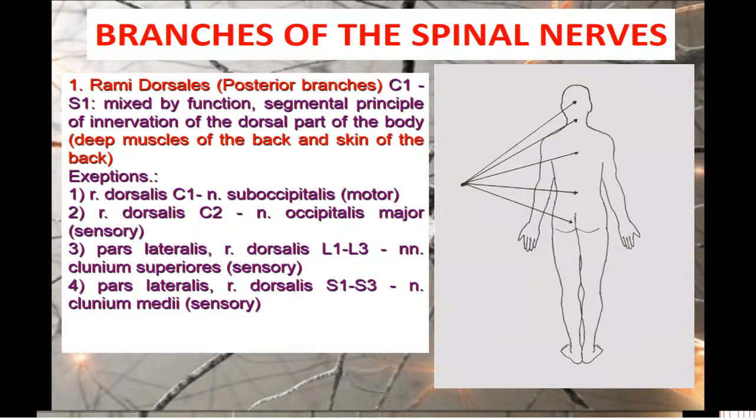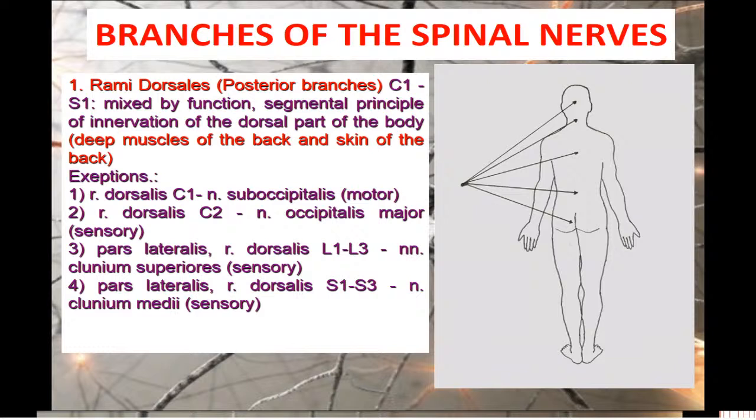Some of these posterior branches are different from all the others. For example, the dorsal branch of the first cervical spinal nerve is known as the suboccipital nerve. This suboccipital nerve supplies the suboccipital muscles. That's why it carries just motor fibers.